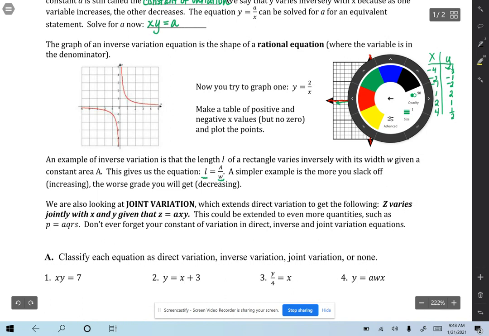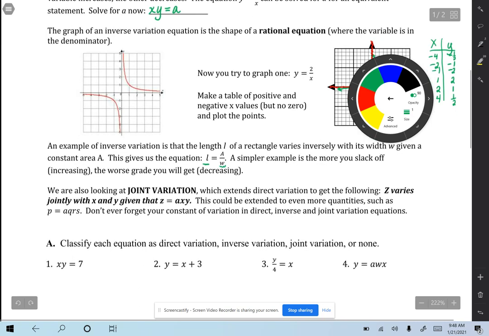A simpler example is the more you slack off, so that variable is increasing, the worse grade you will get. You get a lower grade.